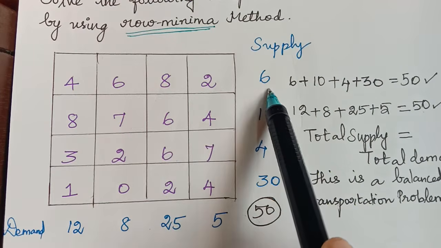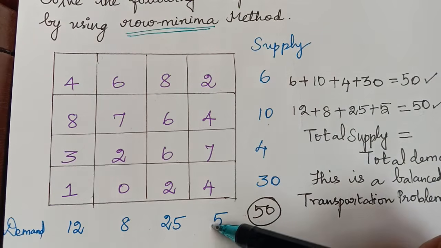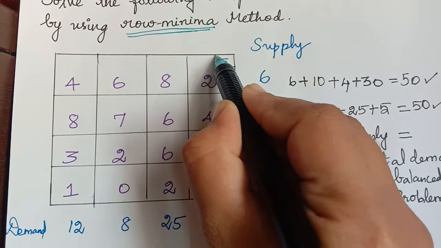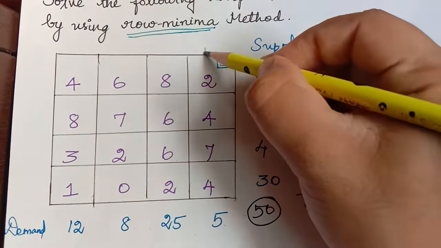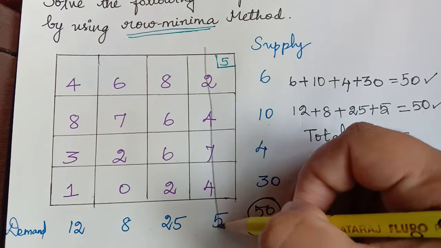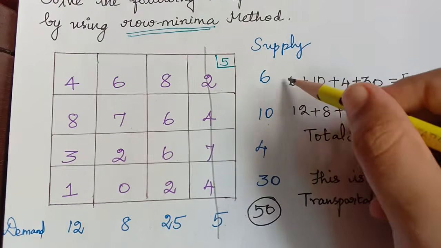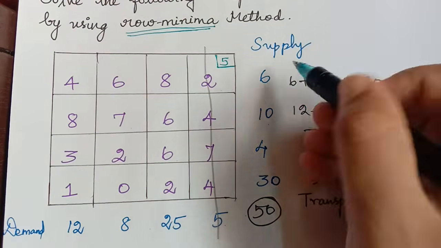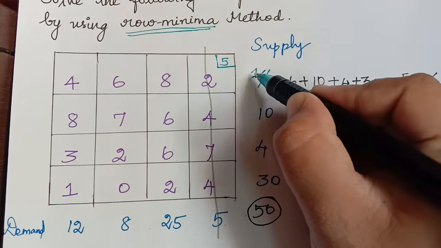For this the supply is 6 and the demand is 5. So which is lesser? Demand is lesser. So we have to make an allotment here. Once we make the allotment, we have to strike off the column from which the allotment is made. So we are striking this off. And then we have to subtract this 5 from the supply. So the supply is 6, so 6 minus 5 will be 1. So here we will be having 1 as the remaining.